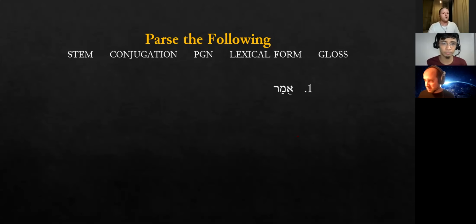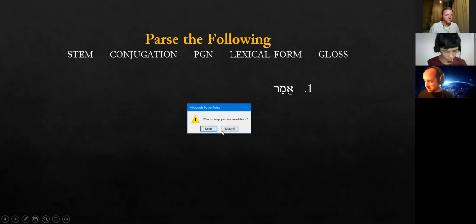All right, so number 1. How did I get Umar? Where did that come from? That should not be Umar, it should be Emar. Let me fix that real quick, because that's a grievous mistake.